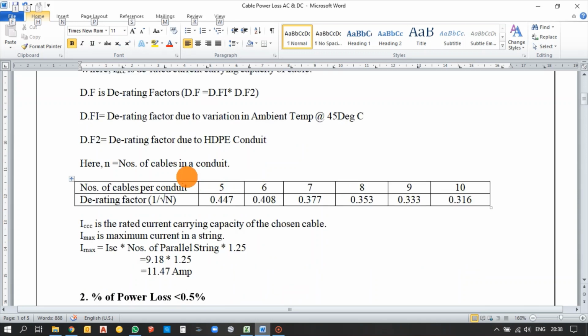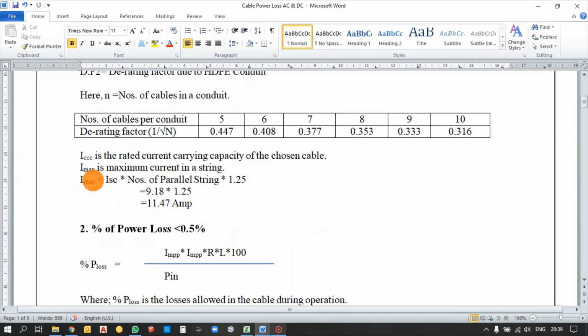And the next thing is the number of cables in a conduit. When you increase the number of cables in a conduit, the derating also increases. For example, when you take 5 cables in a conduit, the derating factor will be 0.447. When you take 10 cables in a conduit, it is 0.316. Depending upon the cables you insert in a conduit, the derating factor is affected.